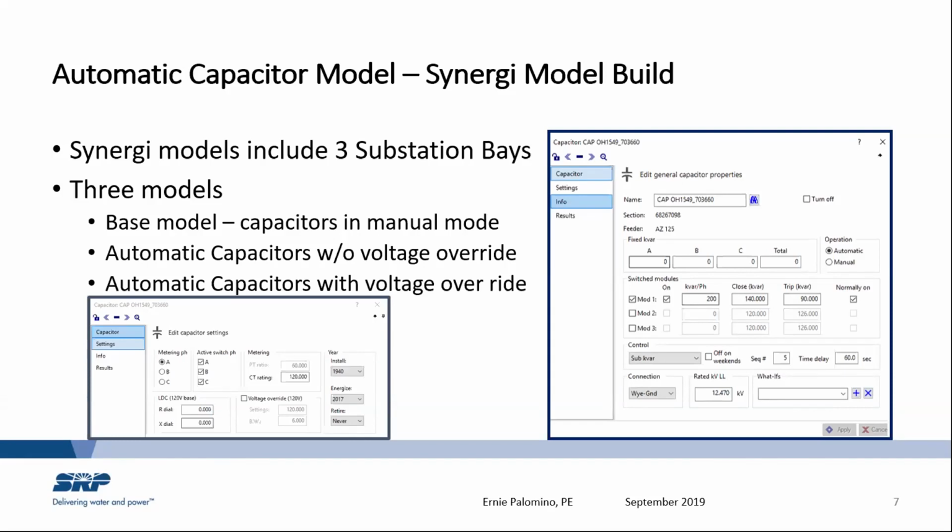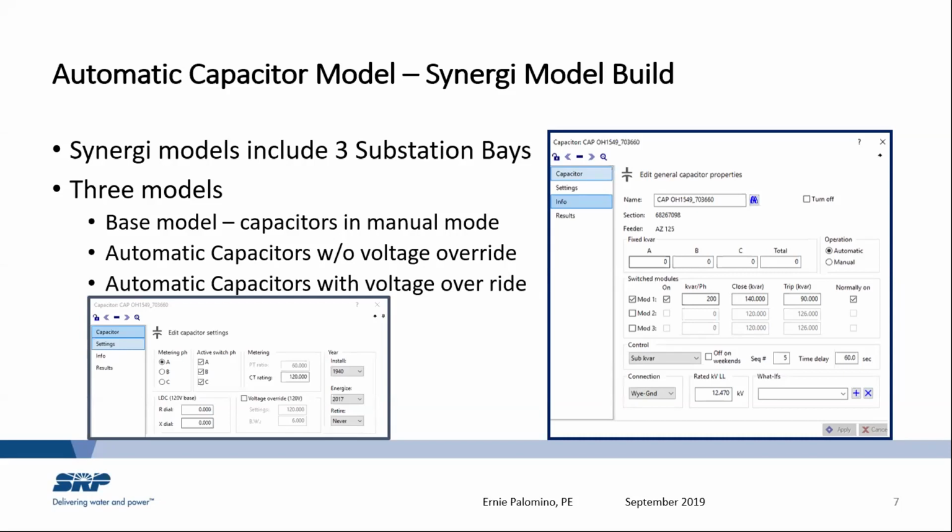Now, at SRP, the main purpose of our capacitors is to maintain a power factor of unity at the substation. So right here, this allows us to define the caps. As you see, my control is substation kVAR. Now, when it was manual, we put the values here, but since we're doing automatic, I put the values right here in the switch model.